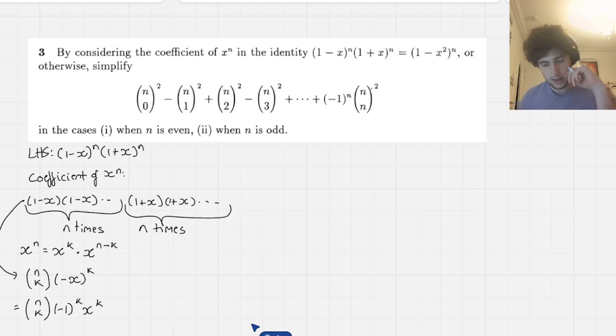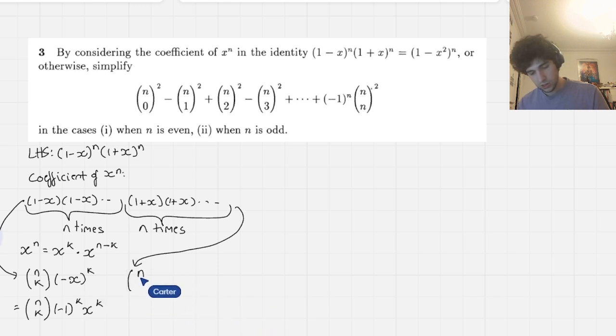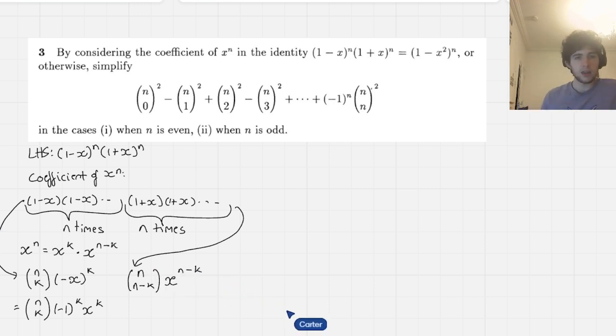So I have that. But what about x to the n minus k on this right-hand side here? What's that going to be? Well, if I want to get x to the n minus k, I'm going to need n minus k x's. So it's just going to be n choose n minus k multiplied by x to the n minus k. And this time there's no minus sign, so it's just going to be multiplied by x to the n minus k.